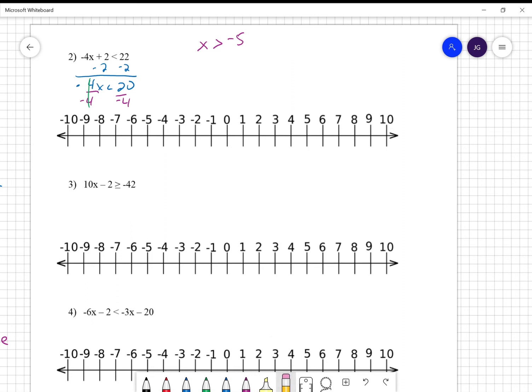So I'm going to have a closed circle, I'm sorry, an open circle above -5. Greater than is to the right. If you like parentheses, it would be a parenthesis curved to the right.